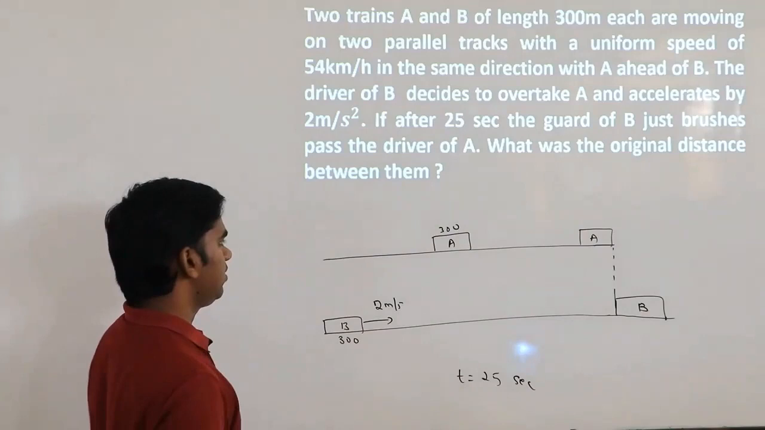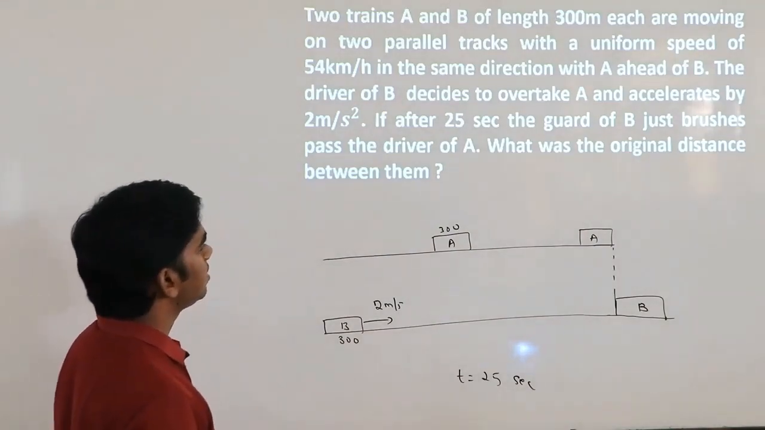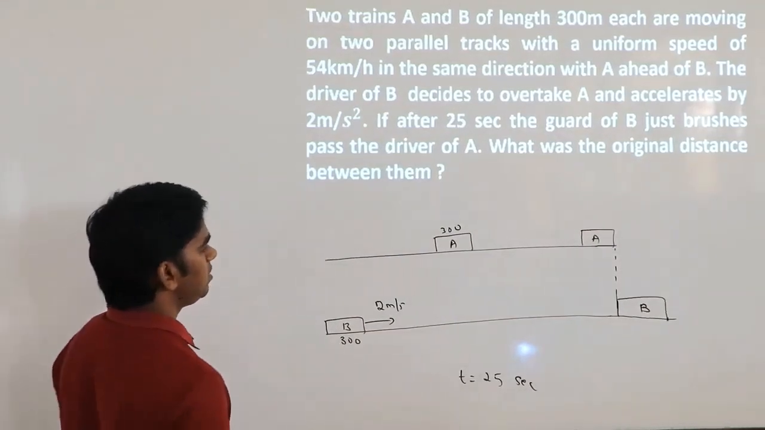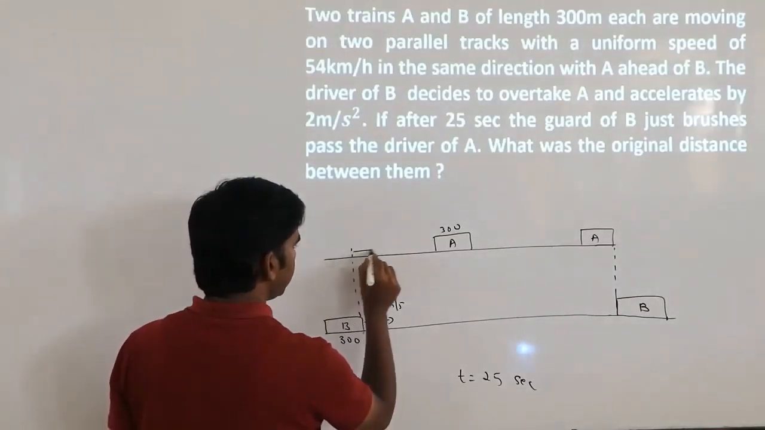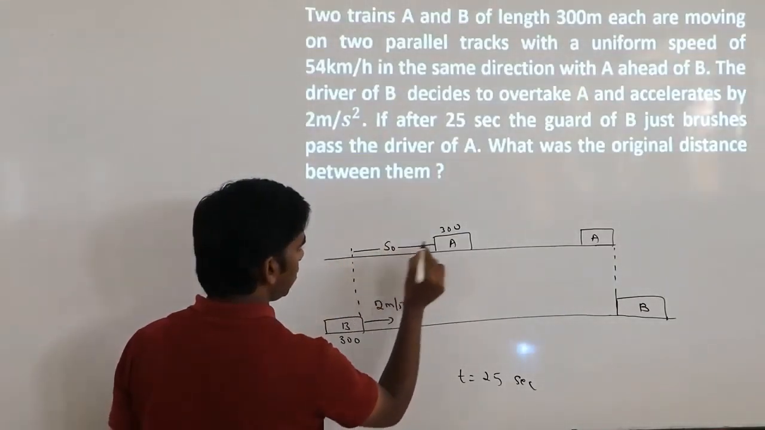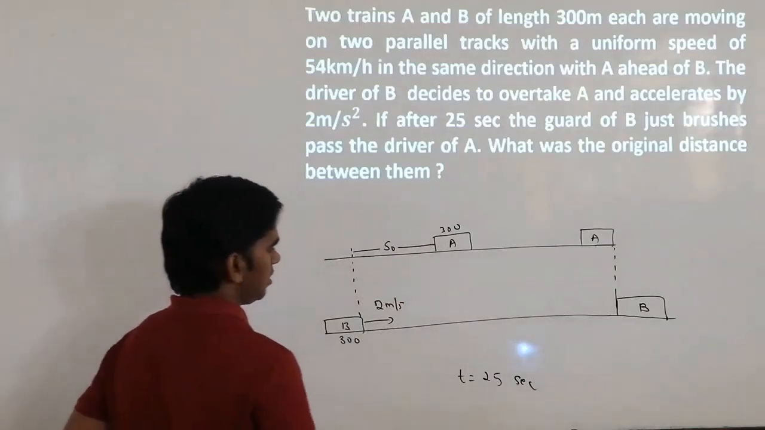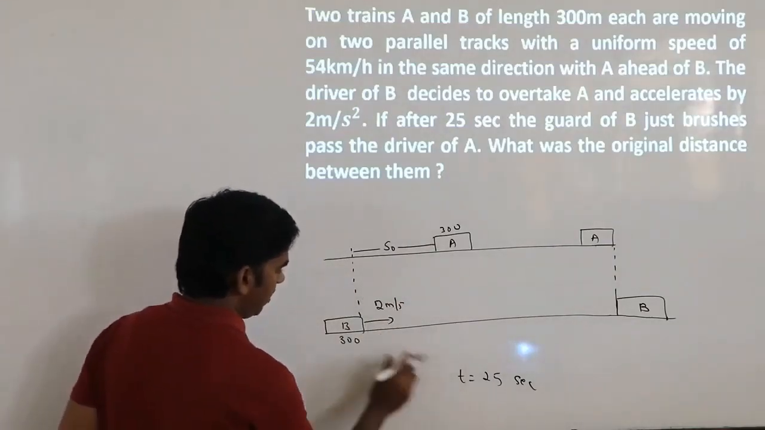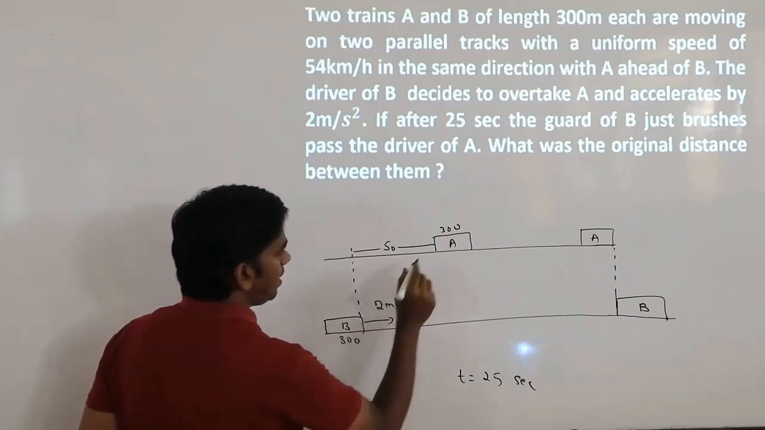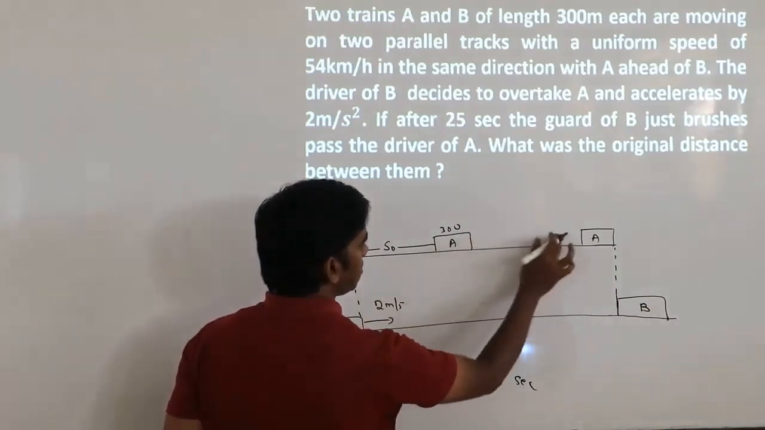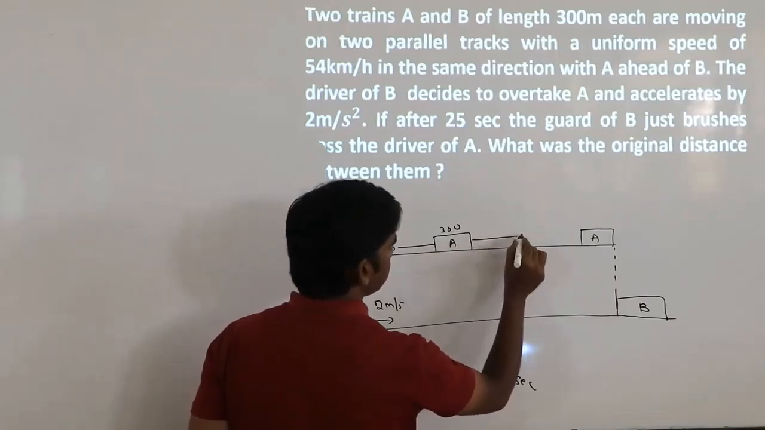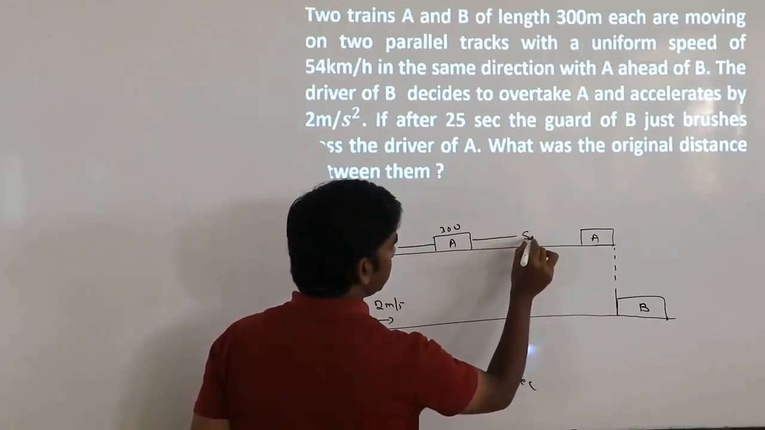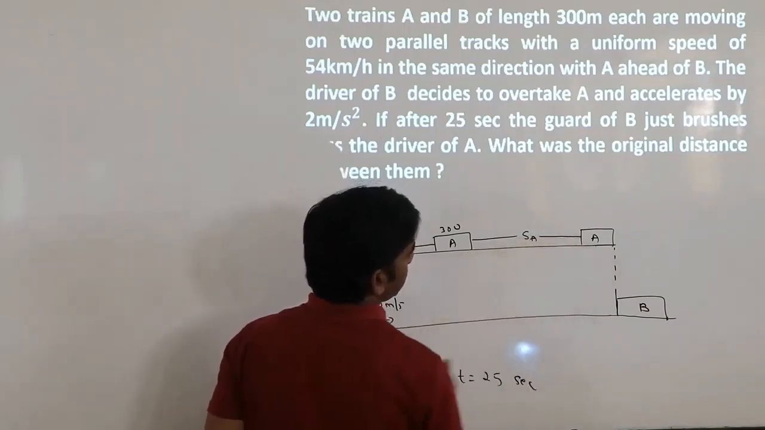So this is what they have given. What they are asking is the original distance. This was the original distance. From here to here, you can take it as S0, the original distance. Now in 25 seconds, A will travel this much distance. You can take it as SA.